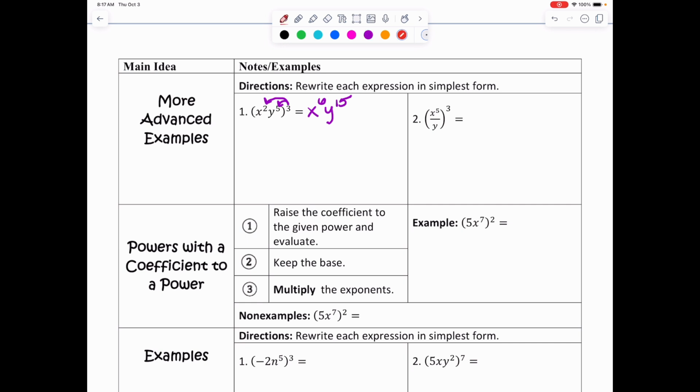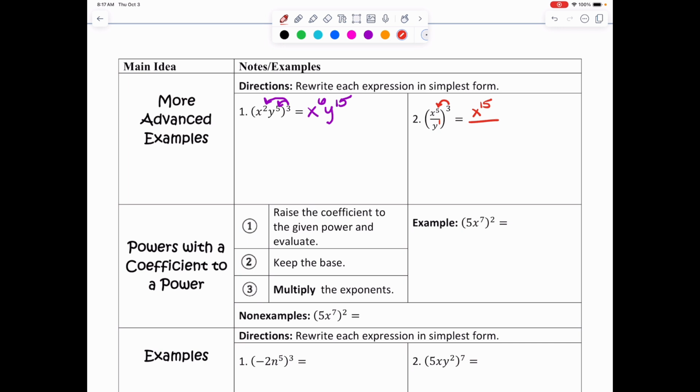Similar in part 2, but I wanted to show you a fraction. First, I want to take a look at the y on the bottom in the denominator. It looks like it doesn't have an exponent, which means it really has a 1. And so again, we want to make sure the rule gets used for each of these different bases. So x to the 5th raised to the 3rd power, we're going to do the 3 times the 5. Keep our base of x. 3 times 5 is 15.